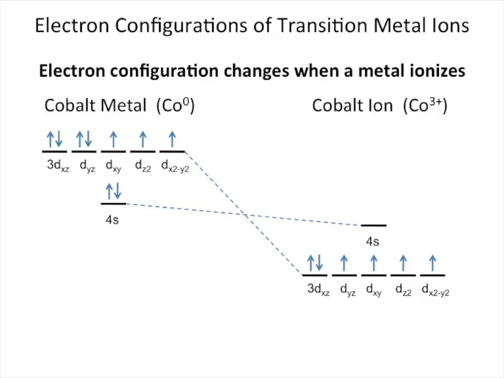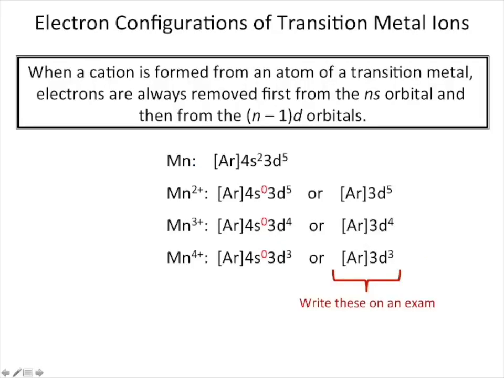empty. So another way to show this is when you have a cation that's formed from an atom of a transition metal, electrons always come out of the s orbital first, and then they'll come out of the d orbitals. So some examples here. Manganese, in its normal neutral state, is 4s2 3d5. Now, when you make manganese 2+, you get 4s0. The electrons come out of the 4s, and then, since you're only taking 2 electrons out, you still have 3d5.